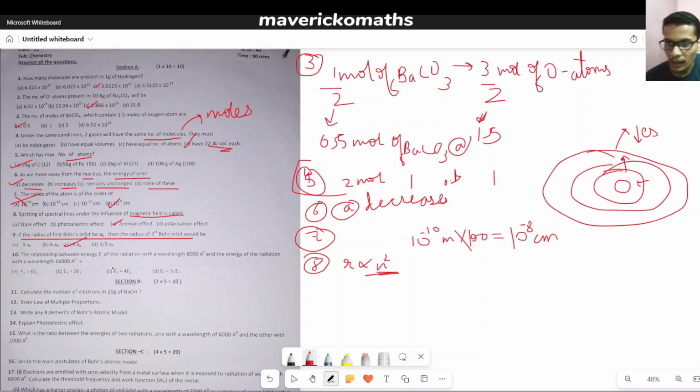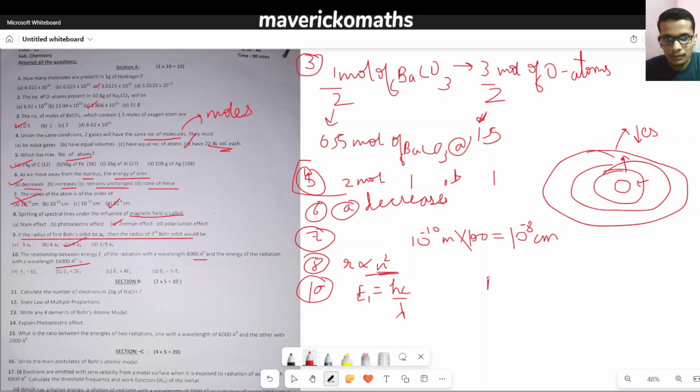Next, the relationship between the energy E1 of the radiation with a wavelength 8,000 angstrom and the energy of the radiation of the wavelength 16,000 angstrom. All right. Ninth question we have done, so it is 10th question now. I guess you all know that energy is equal to hc upon lambda, where h is the Planck's constant and lambda is the wavelength. We are given the wavelength here.